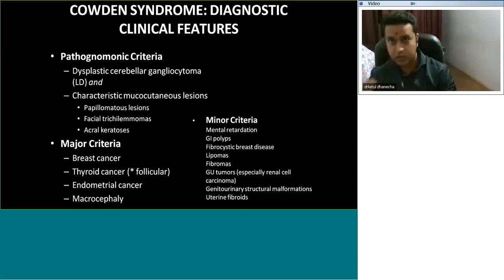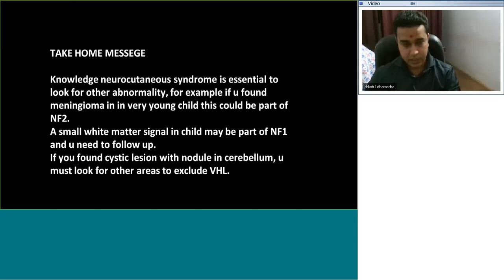So the diagnostic criteria: pathognomonic are Lhermitte-Duclos, dysplastic cerebellar gangliocytomas, and characteristic neurocutaneous lesions, papillomatous lesions, facial and acral keratosis. Major criteria are breast cancer, thyroid cancer, endometrial cancer, and macrocephaly. Minor are MR, GI polyps, fibrocystic breast disease, lipomas, fibromas, GU tumors, genitourinary structure malformation, and uterine fibroid. So what is the take-home message?